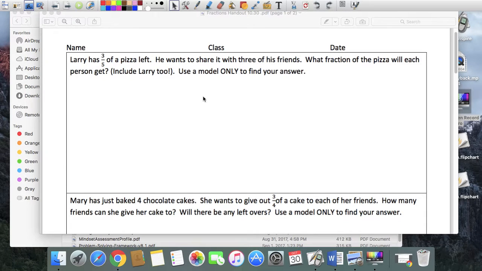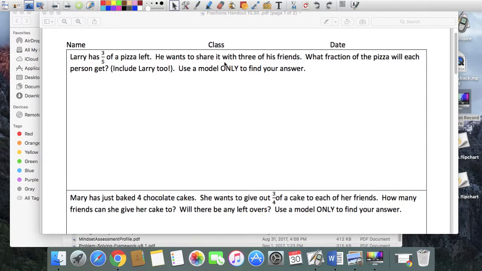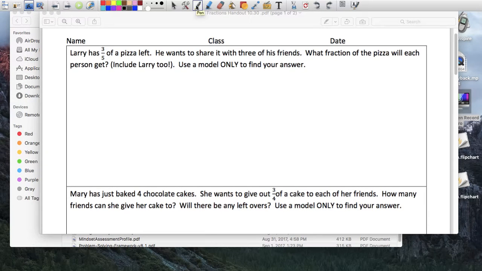Okay, so this is the work you probably, hopefully, did today in class while I was absent. So I'm going to review it. So here we go. Larry had 3/5 of a pizza left. He wants to share with 3 of his friends. What fraction of pizza will each person get, include Larry too. Use a model only to find your answer.